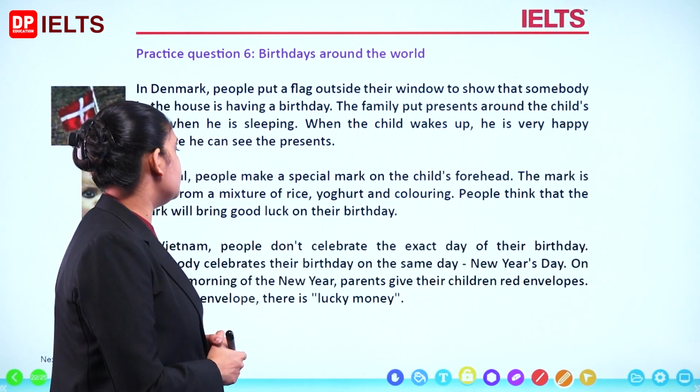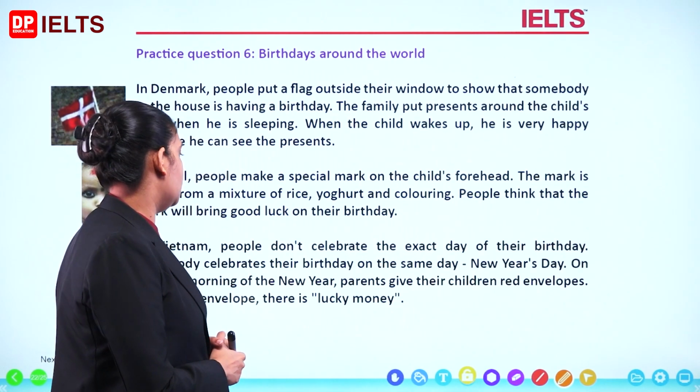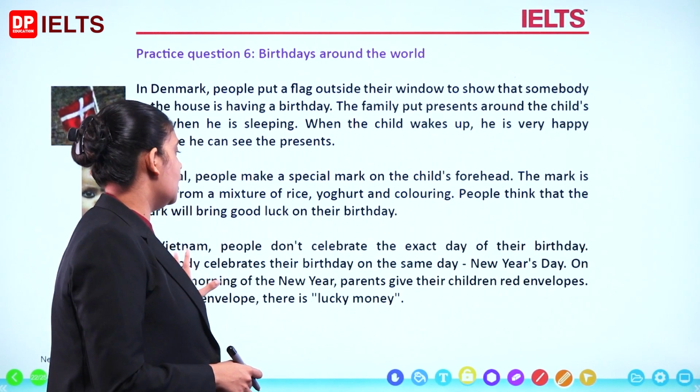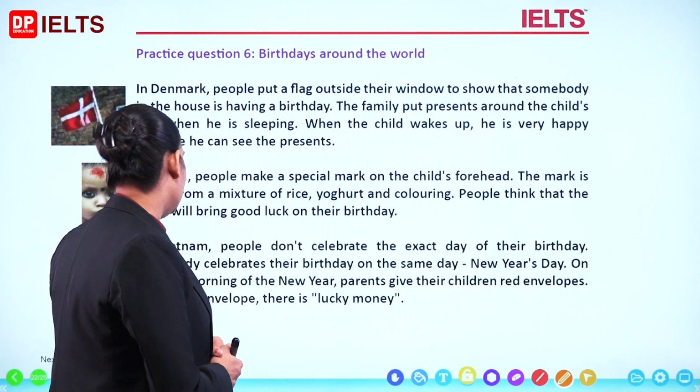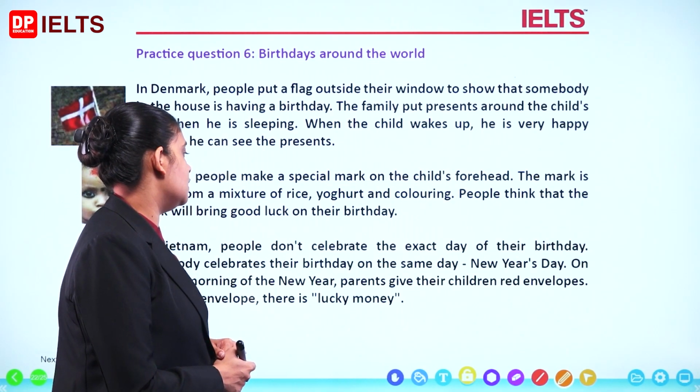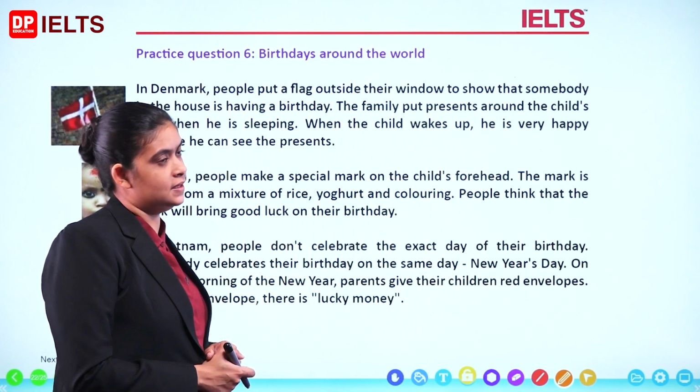In Vietnam, people don't celebrate the exact day of their birthday. Everybody celebrates their birthday on the same day, New Year's Day.